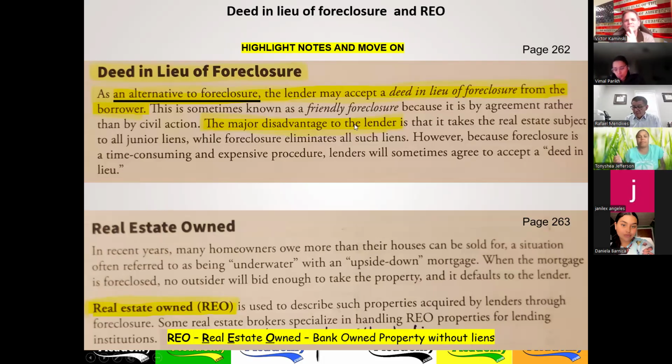REO is real estate owned. That's a bank-owned property. That's all it is, with no liens on it.